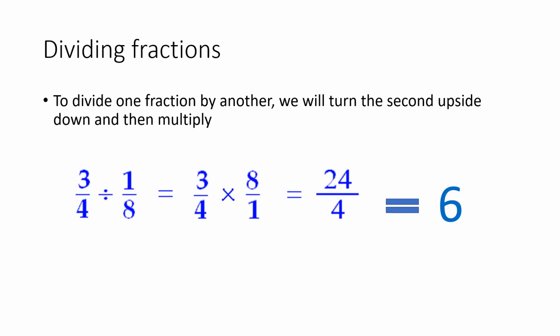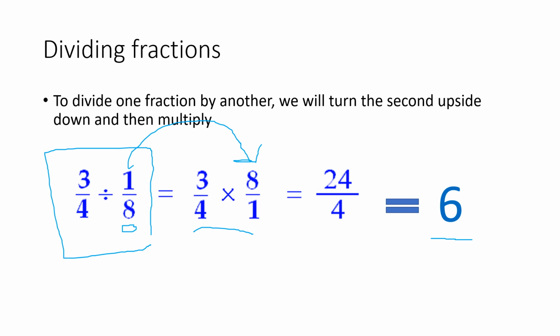Now to divide, this is a funny one. To divide 3/4 by an eighth, I'm going to turn my second fraction upside down. Turn 1/8 upside down there, and I've got 8 over 1, and then I multiply. You get 24 over 4 in this case, and when we simplify that, we get 6. 4 sixes are 24, so we just get 6. And that, again, is all that you do.